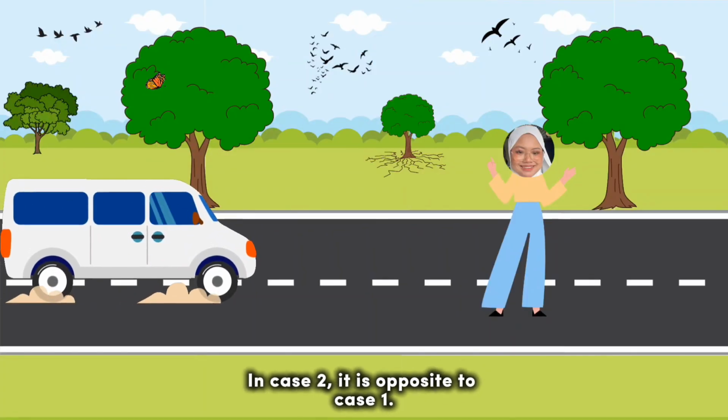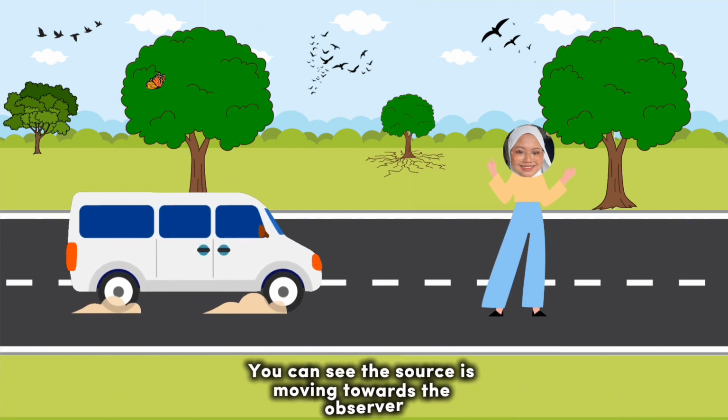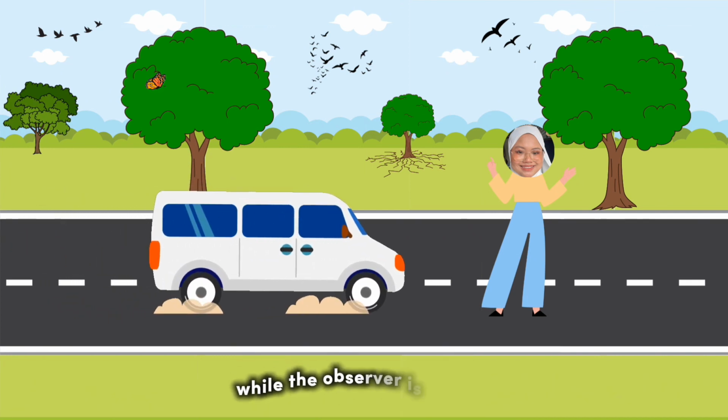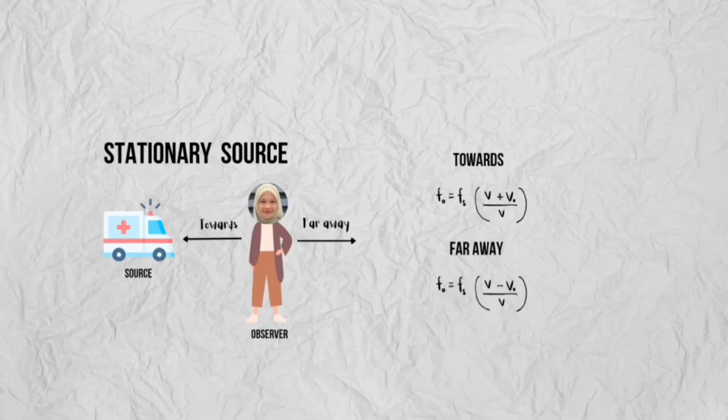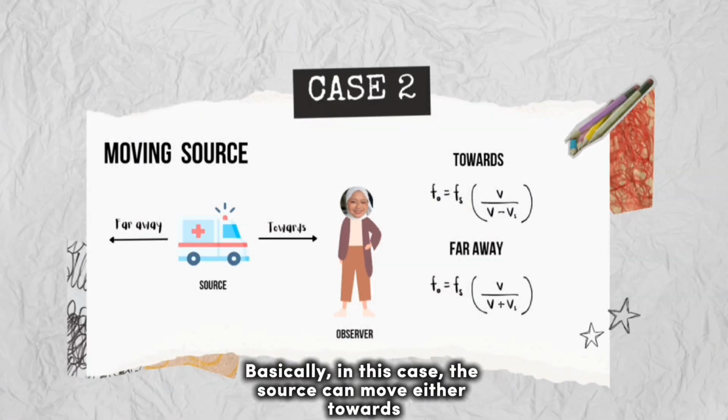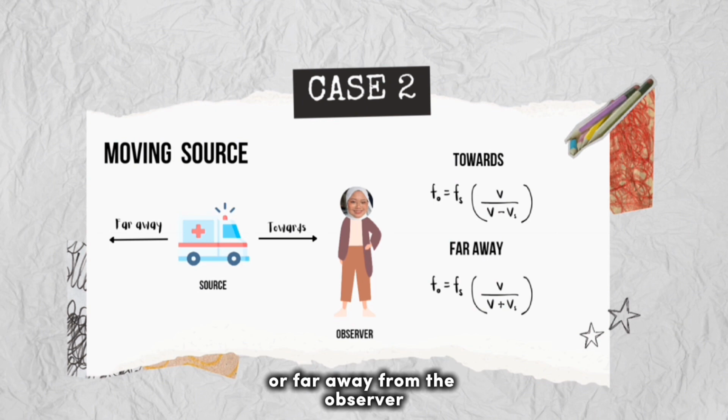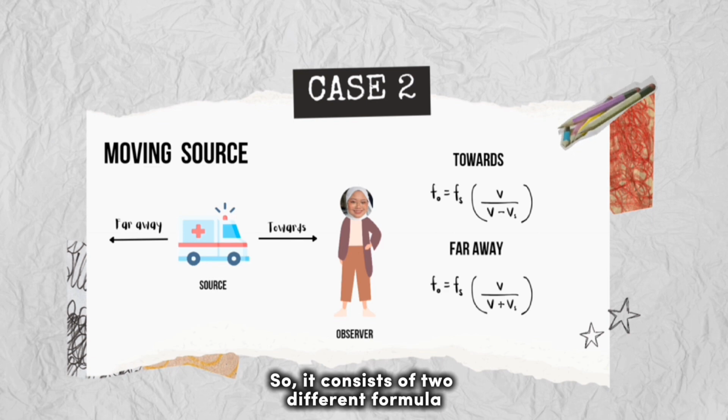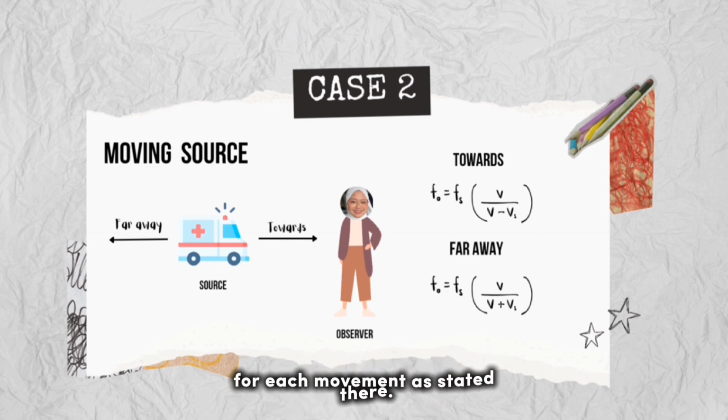In case 2, it is opposite to case 1. You can see the source is moving towards the observer while the observer is at rest. Basically, in this case, the source can move either towards or far away from the observer while the observer is in a static position. So, it consists of two different formulas for each movement as stated there.